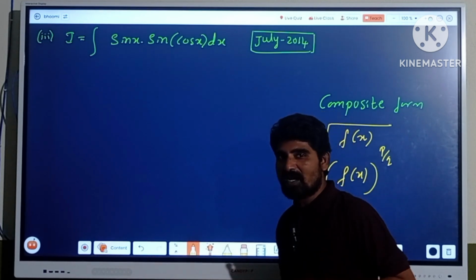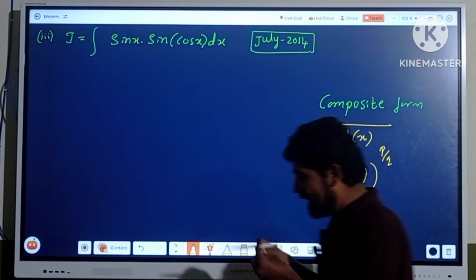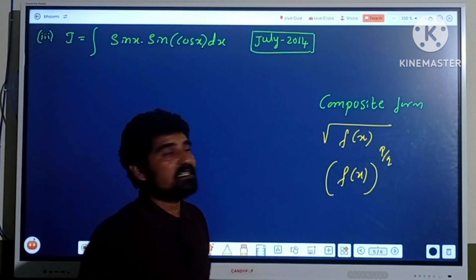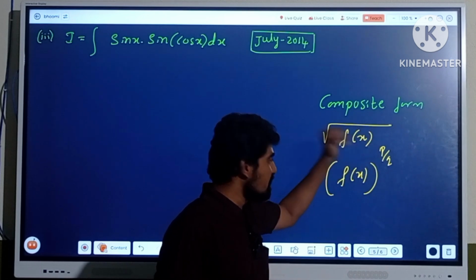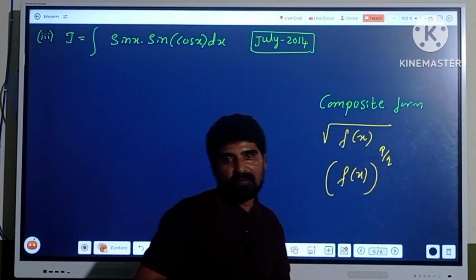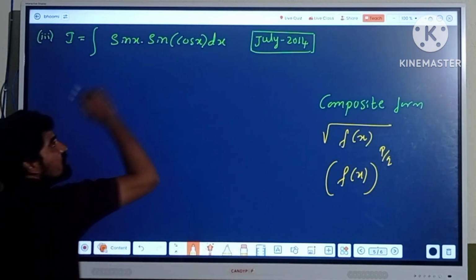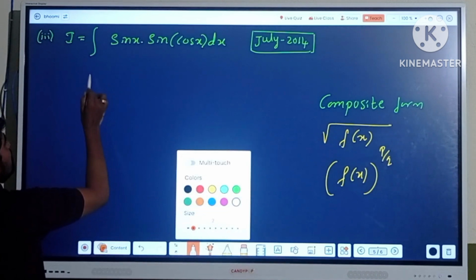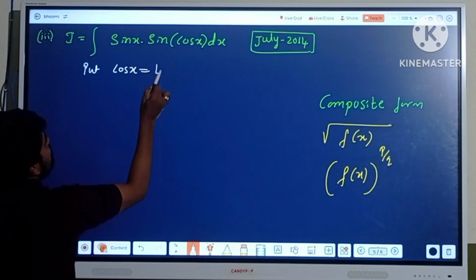I hope all of you understood what I am saying here. When we are substituting, we need to consider the functions which are in composite form, the functions under square root, or the functions whose power is in rational form. So here cos x is in composite form, that's why I am going to substitute cos x here. Put cos x equal to t.